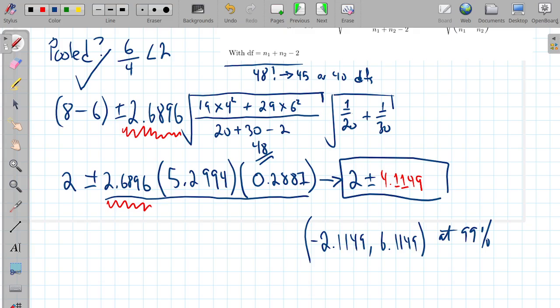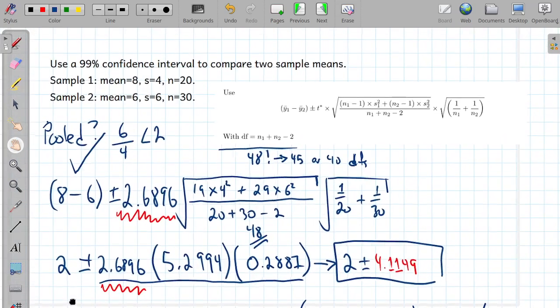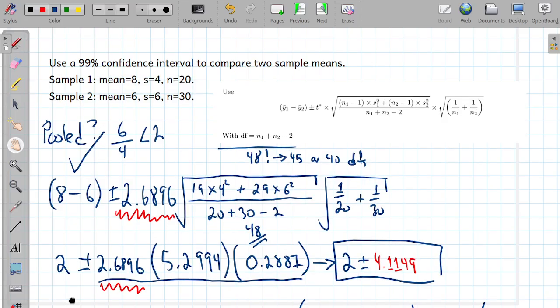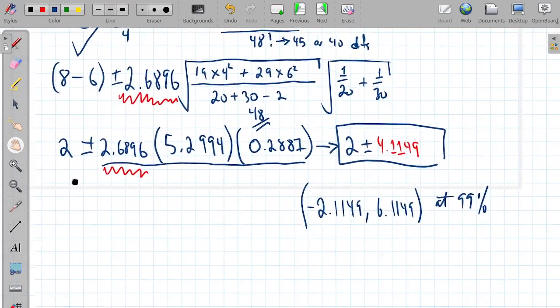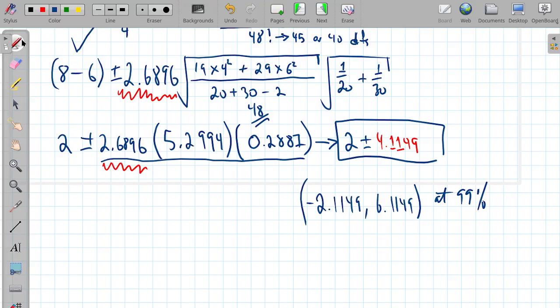Now remember, the question with this one was, let's get this back over here, 99% confidence interval to compare two sample means. Now if we talk about this in context of hypothesis testing, the null hypothesis is mu1 minus mu2 is 0, because if two things are the same and you subtract them, you should get 0. The alternative hypothesis here will be mu1 minus mu2 does not equal 0.